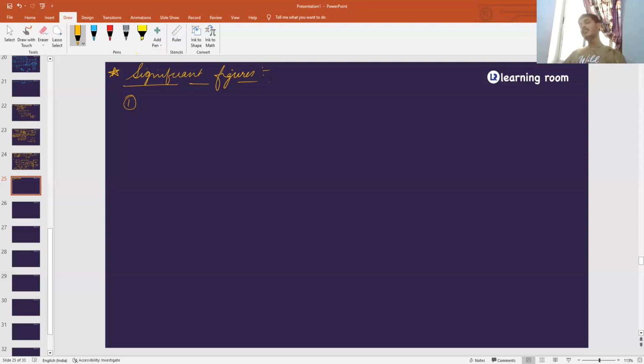Okay, that is not a particular formula. We have around 7 rules to write the significant figures. Okay, I'm just using those rules. Give me 1 minute.